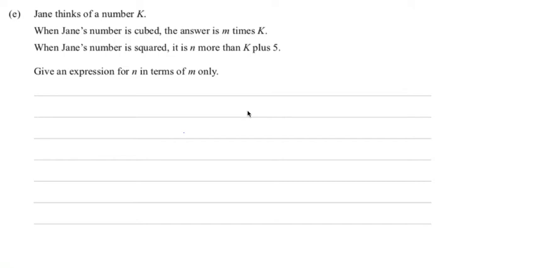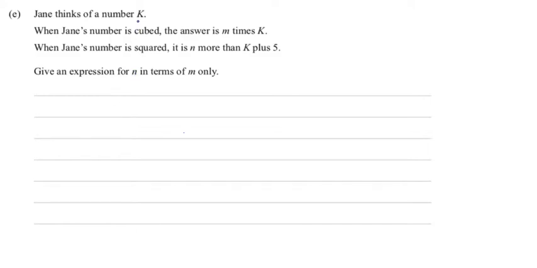17A, question 1E. Jane, think of a number k, and when this number is cubed, the answer is m times k. When this number is squared, it is n more than k plus 5. Give an expression for n in terms of m only. Alright, so for this question, we just interpret the sentence and put that into an algebraic expression.